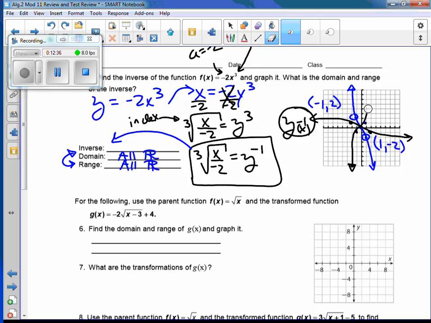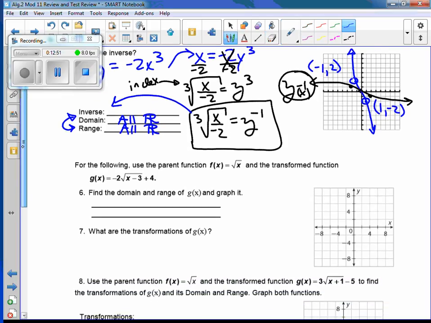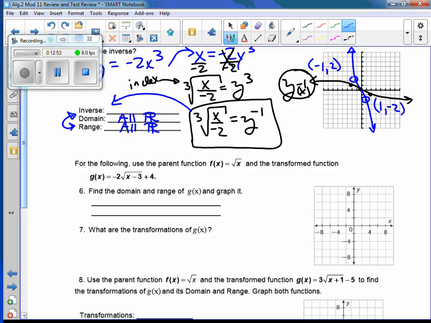And I'll erase this. I'm erasing the parent function. I don't want to confuse anybody. So there you go. The one in black right there, that's the inverse, and the one in blue, that's the original function. And like I said, in order just to practice proving through composition, you can always plug that in to the original function.